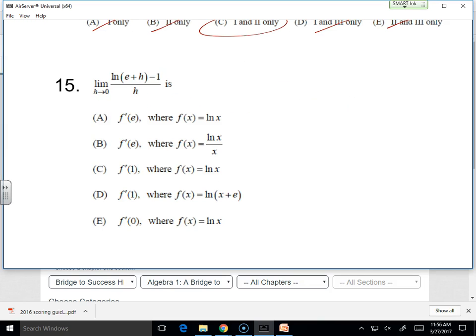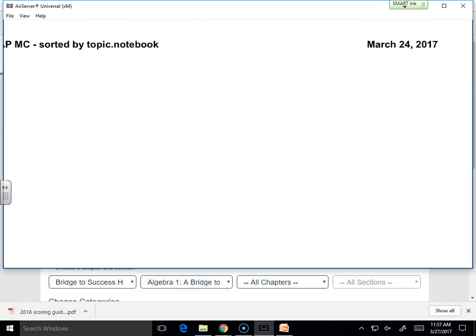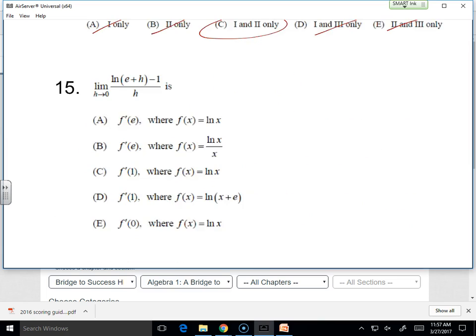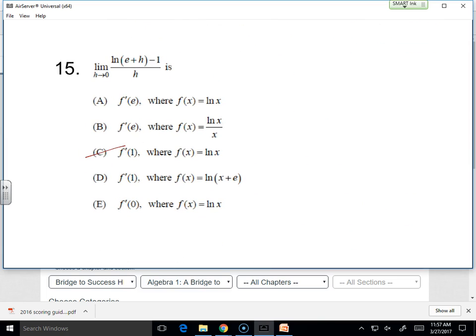Number 15. Solve. A. Intuition. It does fit the definition of the derivative formula, right? f of x, there is no x, there's an e, so it's f of e plus h minus f of e. So I do have a derivative at e, which crosses off those ones.